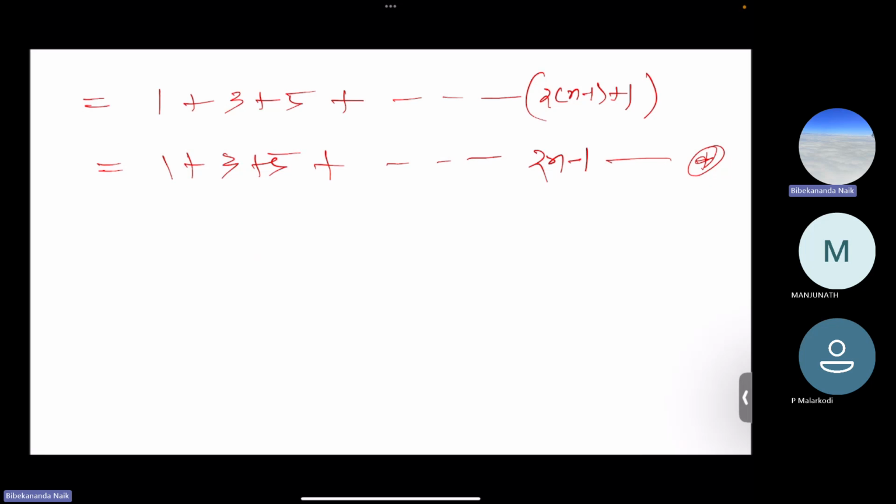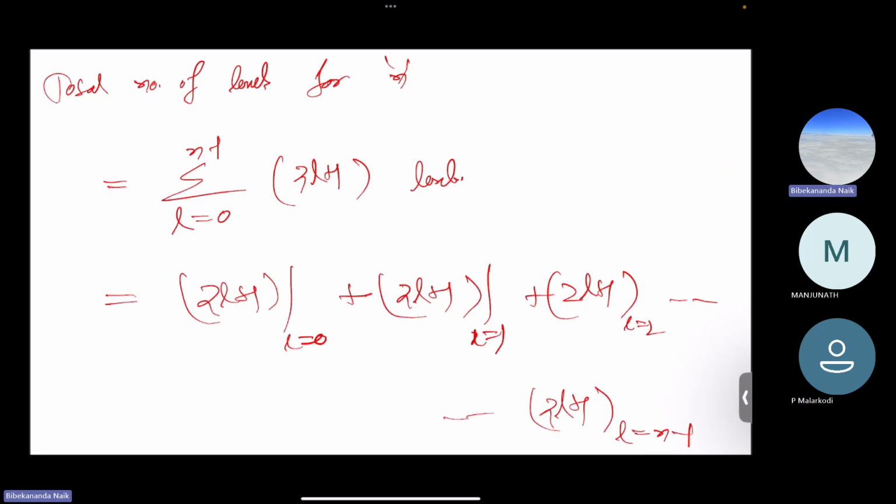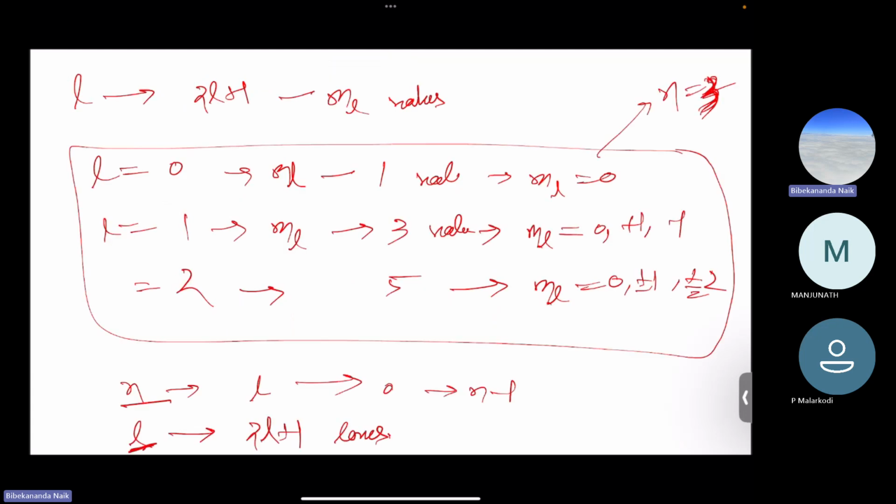The number of terms is equal to the number of L values, isn't it? Because here we made the summation from L equal to 0 to n minus 1. So if there are 5 L values, there will be 5 terms in that summation. If there are 10 L values, there will be 10 terms. Since the L value is 0 to n minus 1, how many L values are there? 0 to n minus 1 means 0, 1, 2, 3 up to n minus 1. So it will be n values, isn't it?